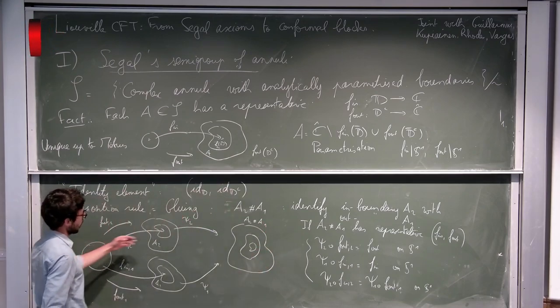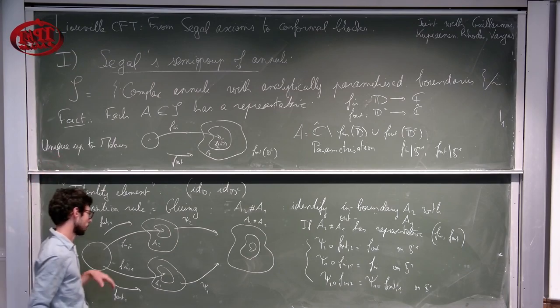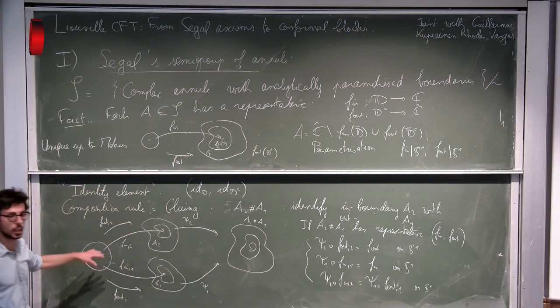Of course you can glue two annuli, but you cannot go backwards. So this is why you have a semigroup structure and not a full group structure. Is that clear?